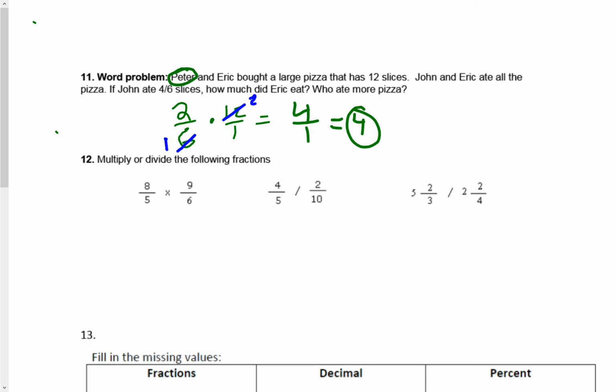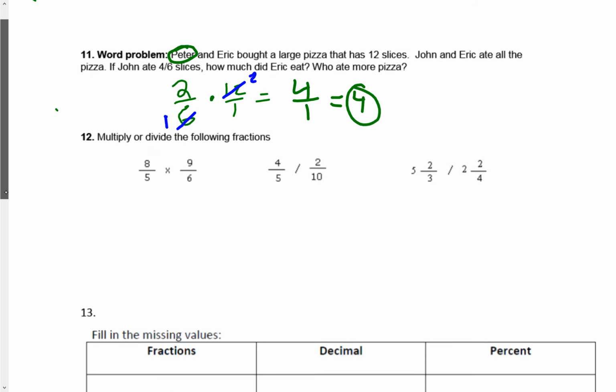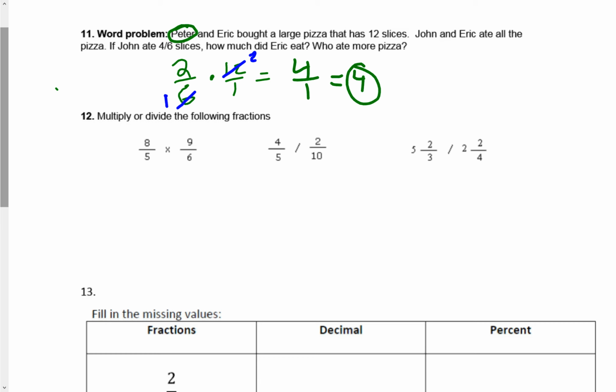Alright, number 12. Let's multiply or divide these. Multiplication, reminder, multiply straight across. That's all we do for multiplication, multiply straight across. If we can reduce it first, let's do so. So we can do a diagonal reduce by dividing both these by 2. So we have 3, we have 4.